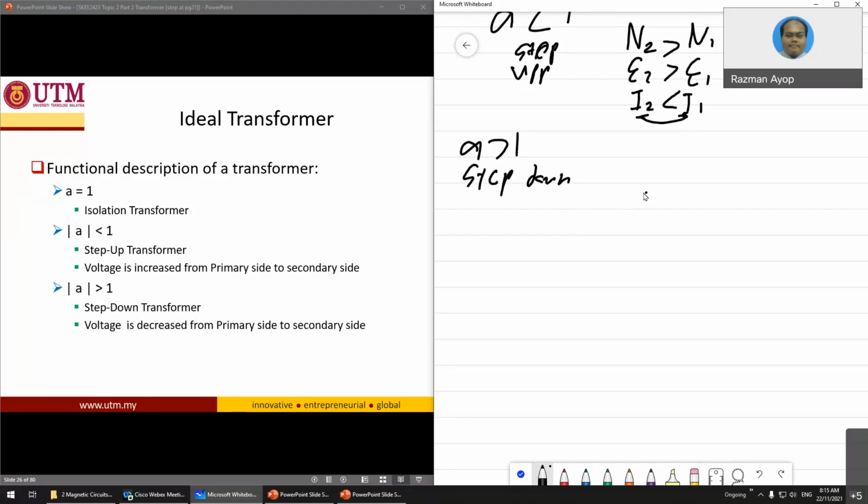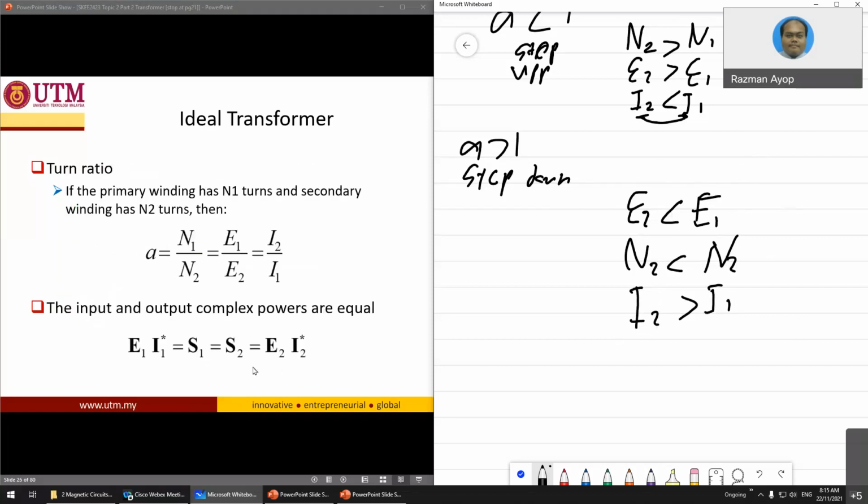It means that E2 is less than E1. The voltage is stepped down, so you have a larger voltage at the primary side and a smaller voltage at the secondary side. N2 is also less than N1. The number of turns and E correspond to each other. It's not the same value, but they correspond. And of course, I2 is more than I1. When you step down the voltage, the current increases because of the relationship here.